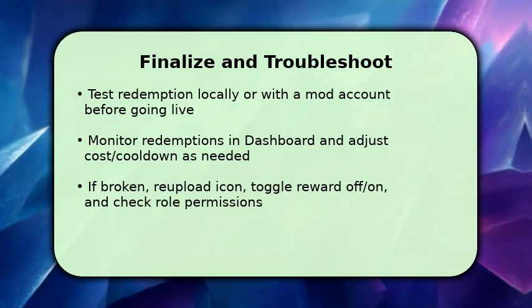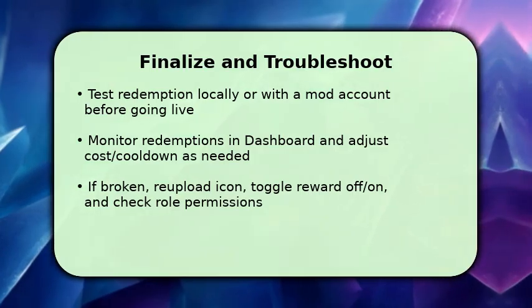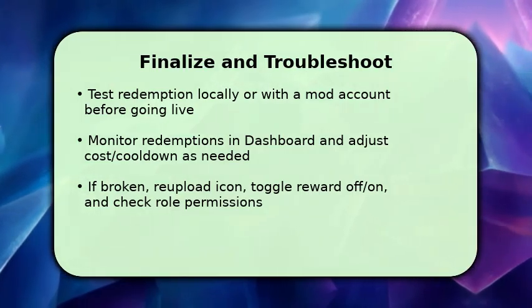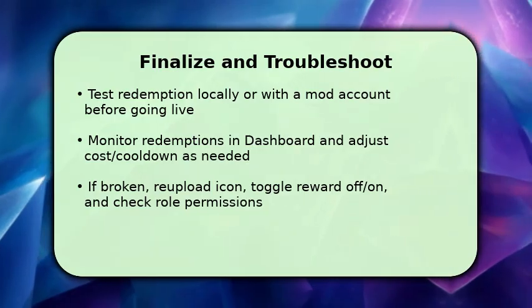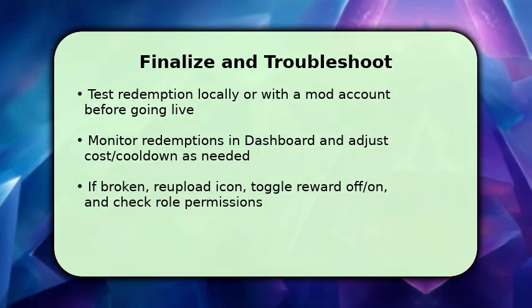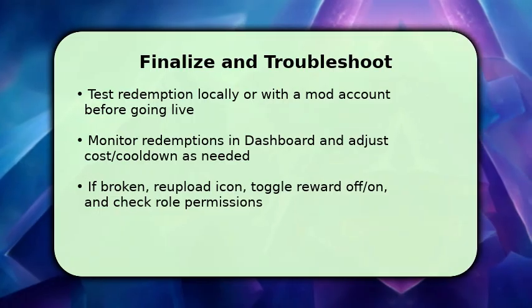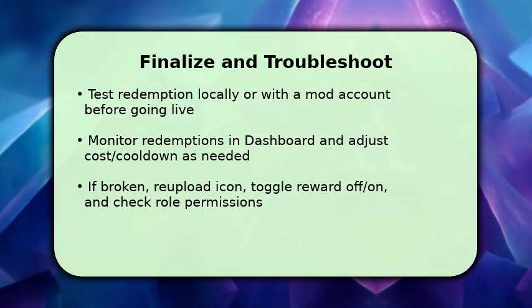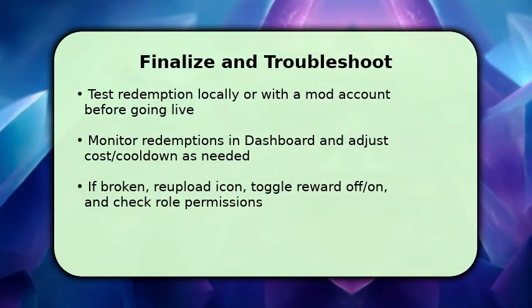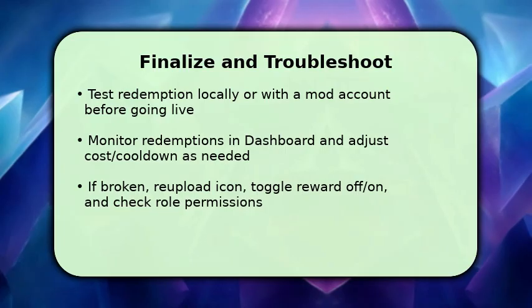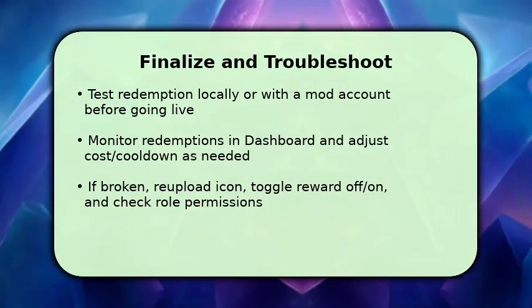Once live, monitor the dashboard analytics and adjust cost or cooldown if you get too many or too few redemptions. If something fails, toggle the reward off and back on, reupload the icon, and verify your channel roles and permissions. Bots and extensions need proper access. If errors persist, remove custom text or inputs to isolate the issue quickly.